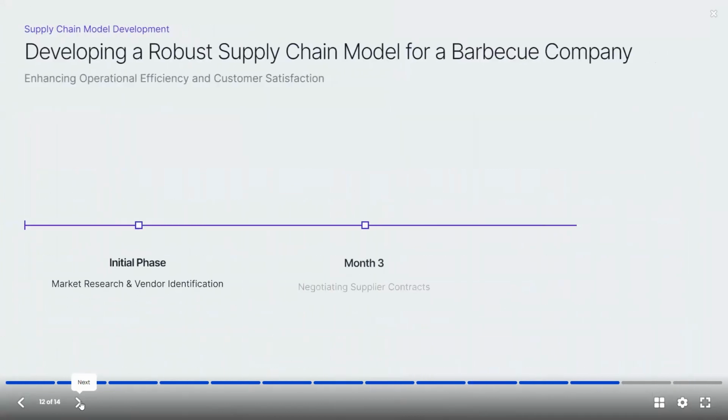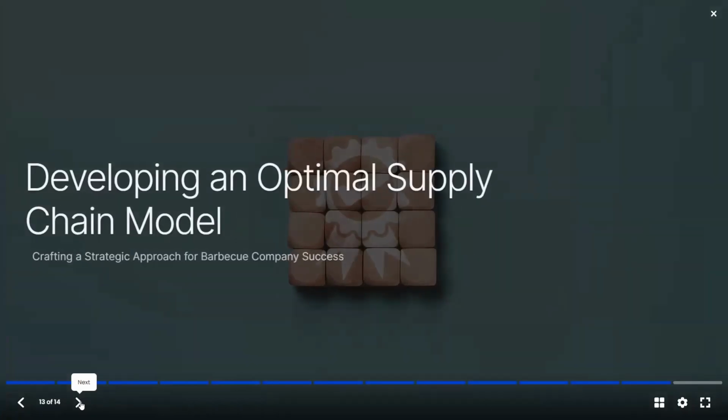Developing a robust supply chain model for a barbecue company, enhancing operational efficiency and customer satisfaction. The initial phase starts with market research and vendor identification. Month 3 starts with negotiating supplier contracts. Month 6 would be implementing an inventory management system. Developing an optimal supply chain model, crafting a strategic approach for barbecue company success.